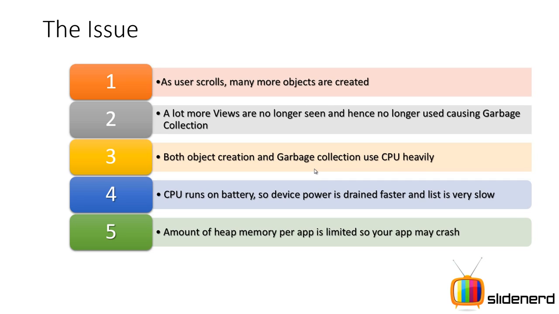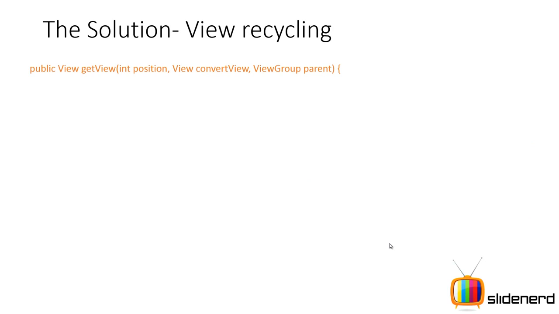Now if you guys are new to this concept of heap memory, let me tell you, there's a fixed amount of memory called the heap memory allocated for each app, where you can create your own objects. If you exceed this memory, your app is gonna crash. Alright, so our solution with the help of view recycling, let me show you what exactly happens.